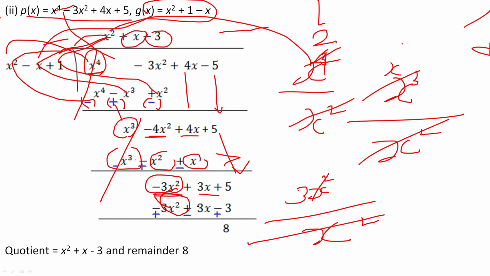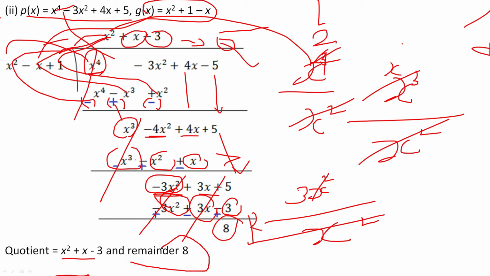3 multiplied by minus x, minus and minus plus 3x, and 3 multiplied by 1, 3. First two terms cancelling. Next 3x minus 3x also will get cancelled. So you are getting the remainder 8. 8 is the remainder, and this is actually the question. So x square minus x square plus x minus 3, and the remainder is 8.